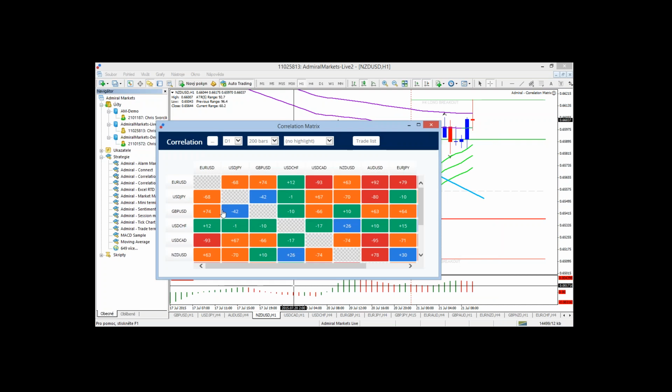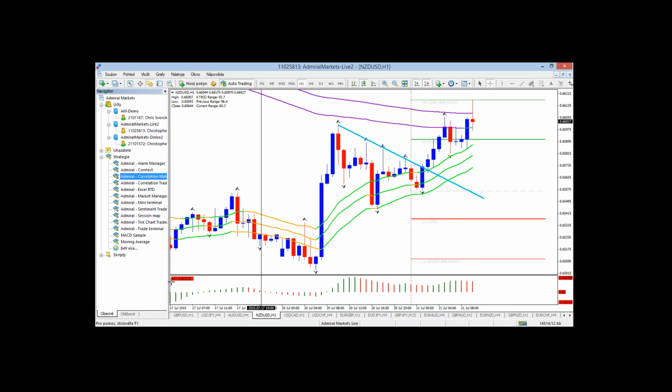Of course, always keep an eye on your risk management if taking multiple trades or taking any trade for that matter. But that's something you can keep an eye on, not to over risk in one direction. Correlation matrix is one of those things that is available.